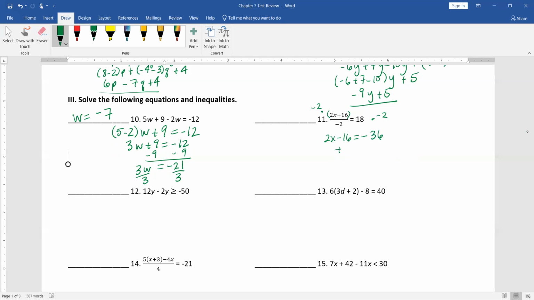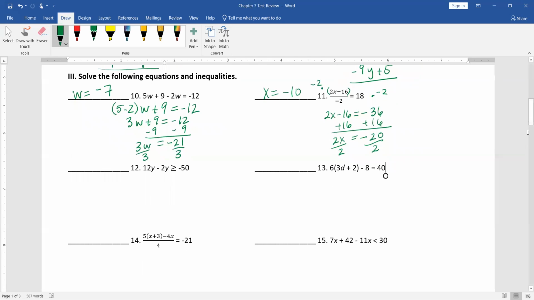All right, so let's then add 16 to both sides, inverse operation. So 2x equals, now in this case, we are adding unlike signs, so your answer is going to be negative because 36 is the larger value. Then you subtract 16 from it and you end up with negative 20. Then you divide both sides by 2 and you get x equals negative 10.